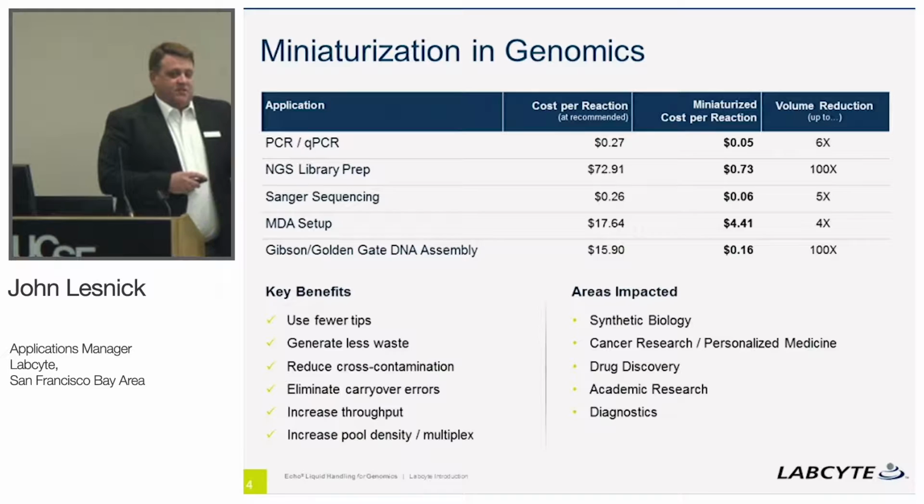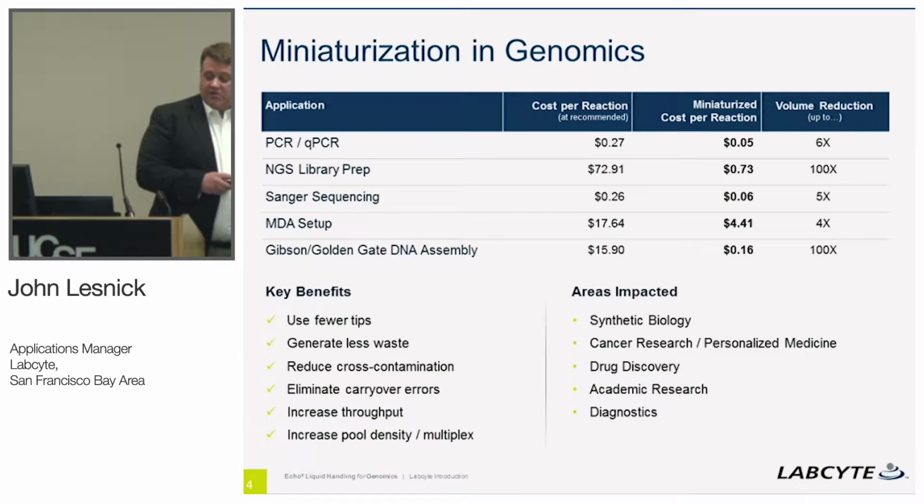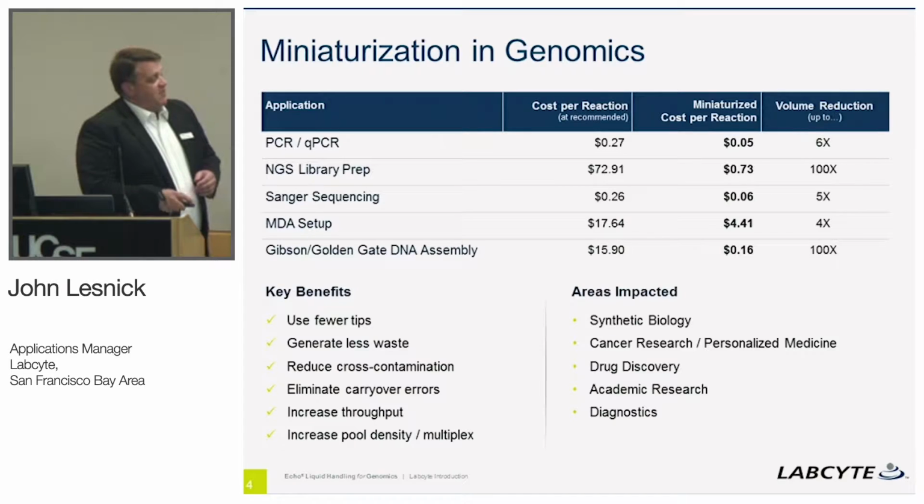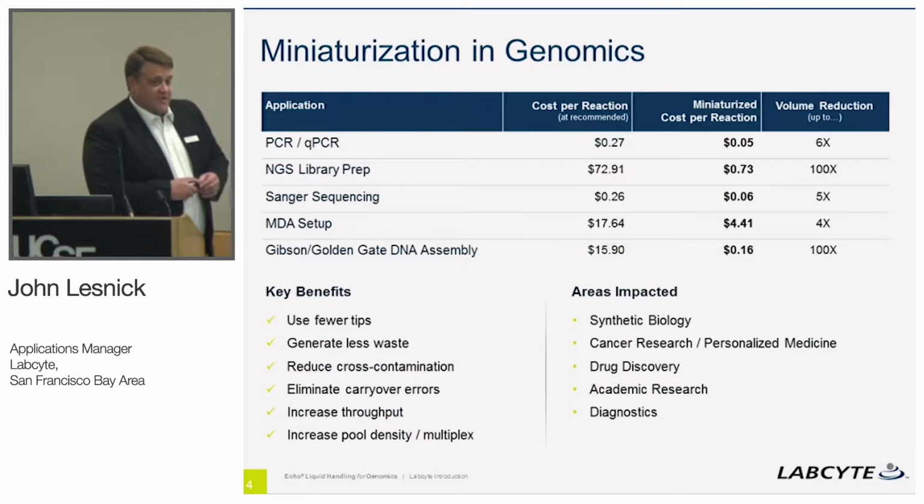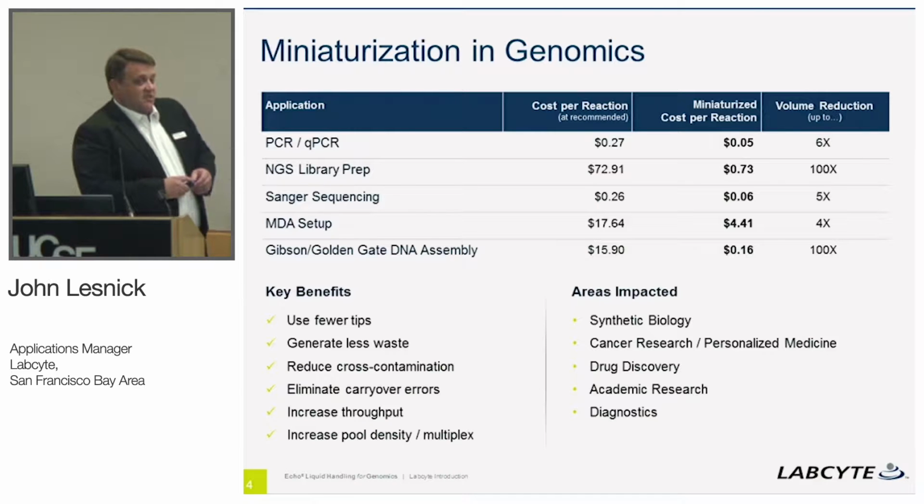What this normally translates to is also higher throughput in terms of the amount of samples you can prepare, run, and test. So when you combine lower cost and higher throughput, that translates into higher productivity. Some of the other key benefits beyond increased productivity are that you're using fewer tips. This is pretty obvious, since we're a non-contact liquid transfer unit. We generate less waste with reduced volumes, and we're also reducing cross-contamination, which is very important in the genomic space. Eliminating carryover is another key feature, primarily in drug discovery but also in genomics. And we're also increasing throughput, as I mentioned.